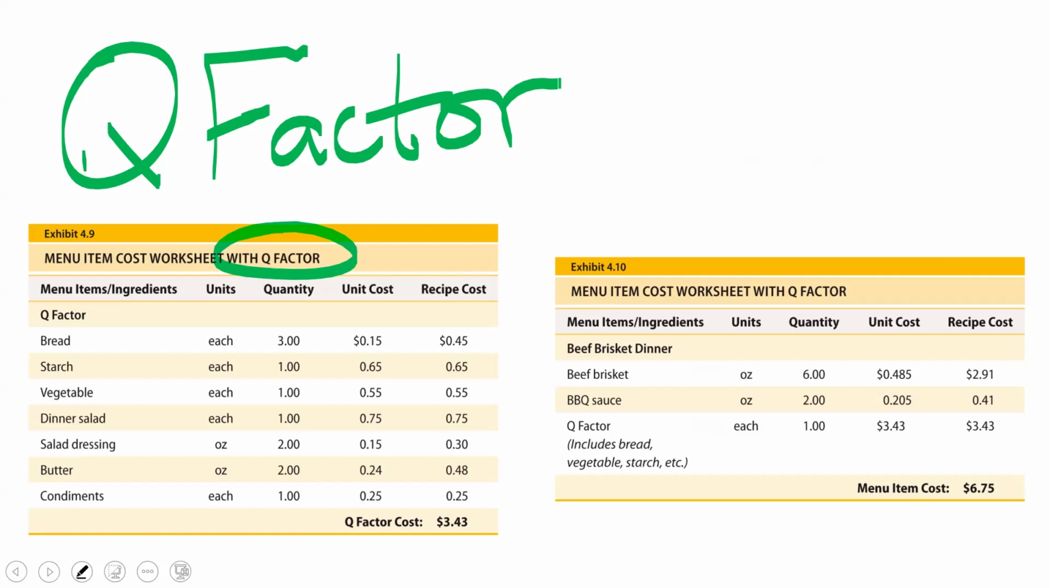The Q factor in this case, these are all the complementary items that are added onto this barbecue plate. Okay. So if we add up the cost of each one of these, bread, starch, vegetables, dinner salad, the dressing for the dinner salad, the butter, and the condiments, it comes to $3.43. Okay. So then we can take the cost of our brisket, the barbecue sauce, plus that $3.43. Then if we have a sausage plate, all we're going to substitute is the cost of the sausage. And everything else, this $3.43, is the same.